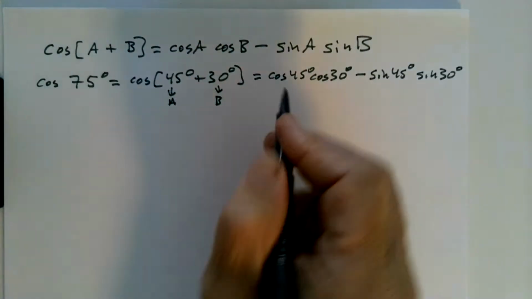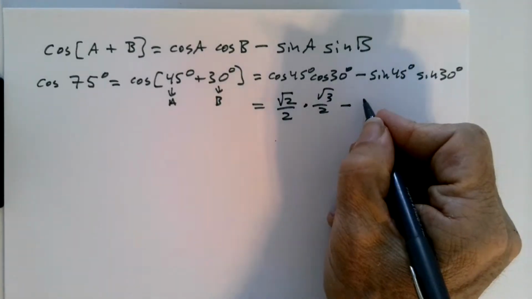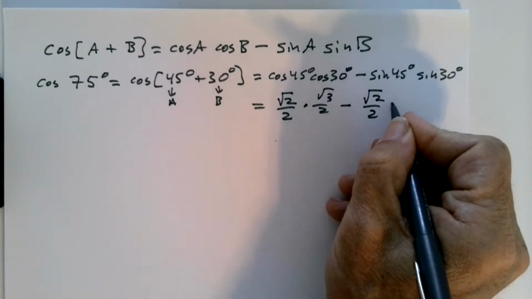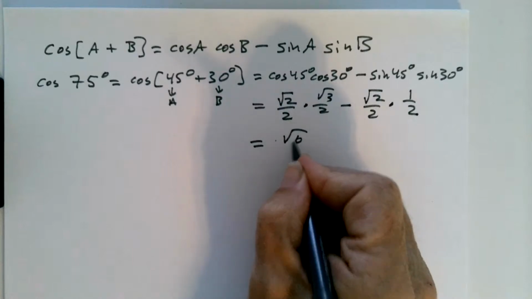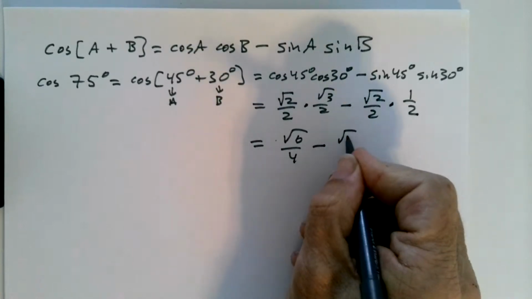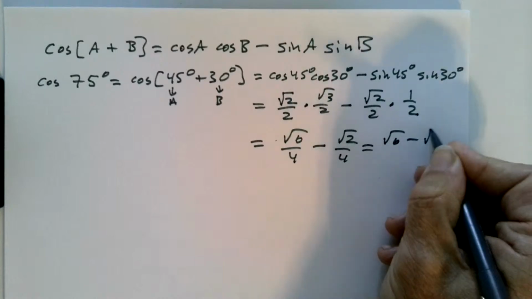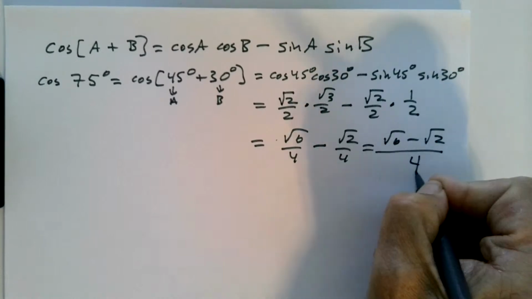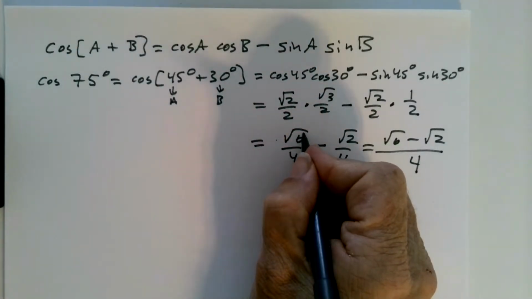So how is that going to work? Over 2, minus sine of 45, which is root 2 over 2. Sine of 30 degrees is a half. So I wind up with root 6 over 4 minus root 2 over 4, which would be root 6 minus root 2 over 4. So that's one use we have for the cosine A plus B identity.